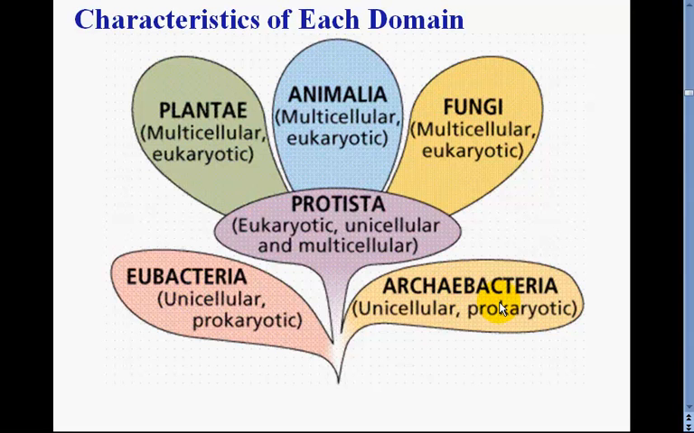Both eubacteria and archaebacteria are prokaryotic and unicellular, whereas there's some diversity within the eukaryotic domain. All of these kingdoms within the eukaryotic domain include organisms with a nucleus, but some are unicellular, some are multicellular, and some have different methods of getting their food.